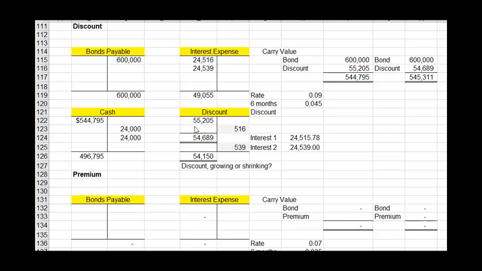Look what's happening to our discount. It started off as $55,205. We are chipping away at it each period, and it is shrinking. Right now, it started at $55,000. Now it's $54,000. Our goal here is to make this discount account go to zero, to get smaller and smaller over time. At the end of the life of this bond, we want our bond to be worth $600,000, our discount to be worth zero, so that we can pay back the full amount of the $600,000.